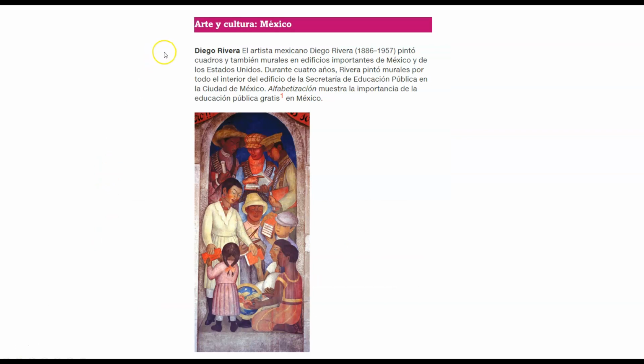And a little bit of art and culture for you. All right. Arte y Cultura, Mexico. Diego Rivera painted paintings and also murals in important buildings of Mexico and the United States. During 4 years, Rivera painted murals in all of the interior of the building of the public education secretary in the city of Mexico. Alfabetización, this painting, shows the importance of free public education in Mexico.